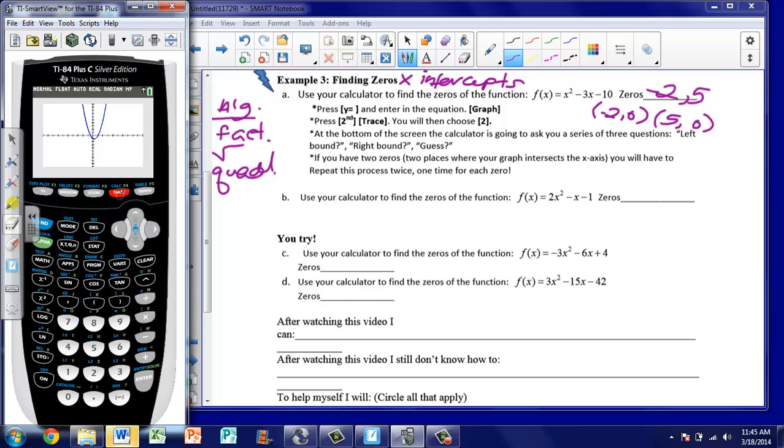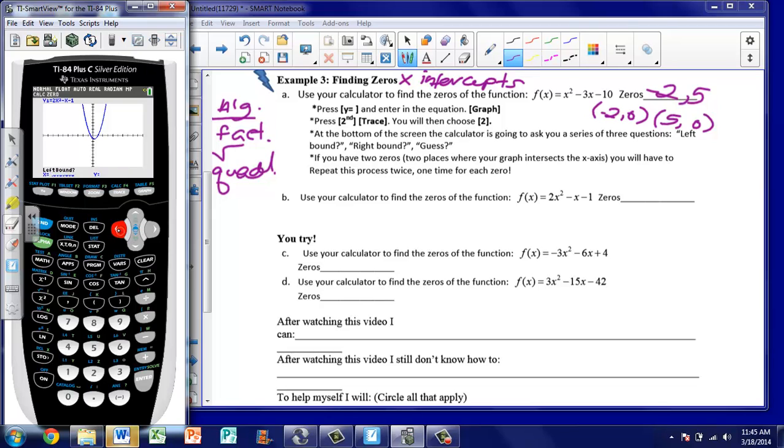Second, trace. What are we calculating? Well, we're not trying to find the vertex this time. We're trying to find the zero. So we press choice number 2. Now, it doesn't matter which one you do first. I'm going to do this one first. So I kind of want to get as close as I can. So I think that's the first zero. That's my target. Now I answer the questions.